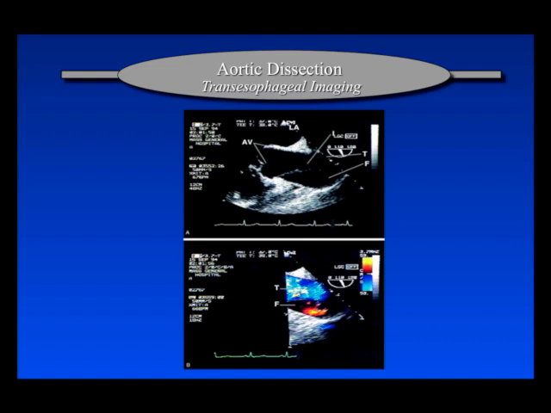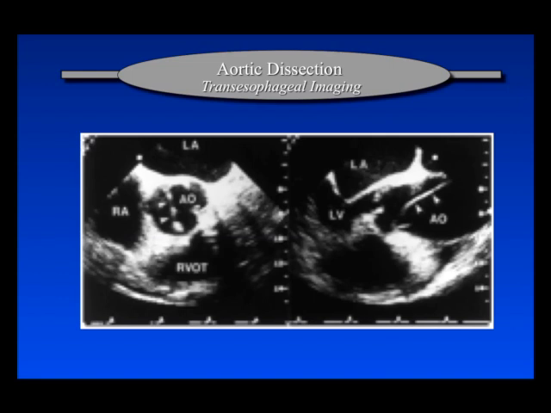Transesophageal echocardiographic imaging can also be helpful, although oftentimes it takes longer to get a TEE in the emergency room than it does a CAT scan. Here we can see on the upper image a flap present in the ascending aorta, and on the lower image we can see flow in both the true and false lumens. More transesophageal echocardiographic imaging demonstrating a cross-section on the left with the dissection flap, and again another dissection flap in the ascending aorta on the right.